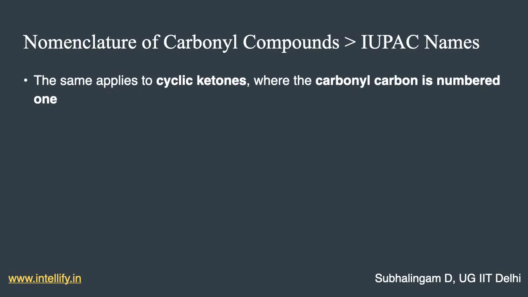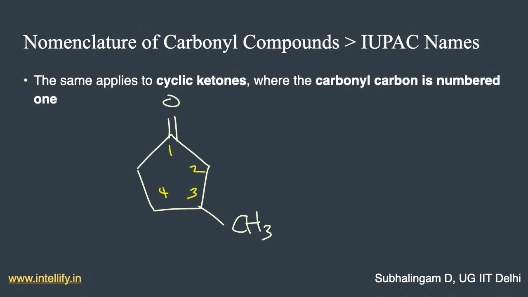The same applies to cyclic ketones where the carbonyl carbon is numbered 1. So let us try to name this compound. We have a ketone and a methyl group. We start the numbering from the top because the carbonyl group is more preferred, and we move towards the right because we have a methyl group over there that must get the least numbering. If we go from the left, then the methyl group will get number 4. This we have seen in IUPAC naming in class 11 itself. So this compound is called 3-methyl cyclopentanone, as the methyl group is attached to the 3rd carbon of the pentane ring, cyclopentane ring.